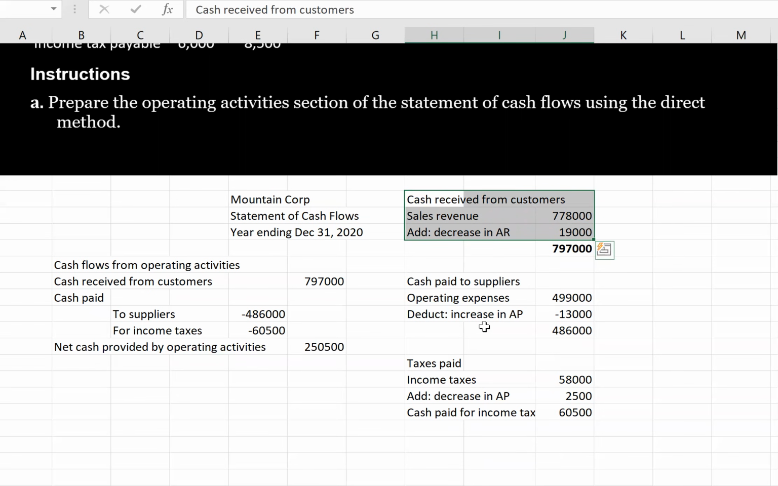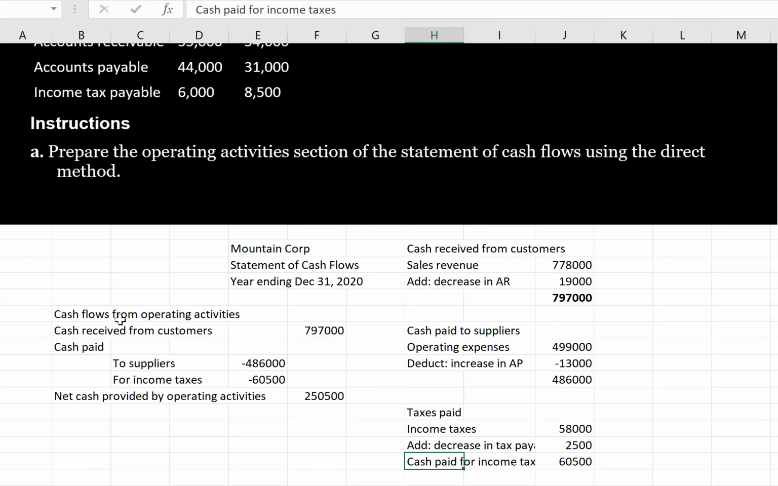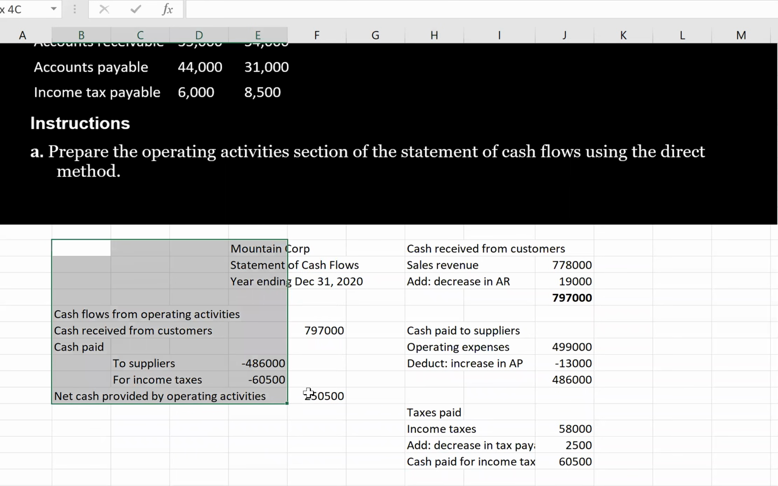We've got cash paid to suppliers, where we've taken operating expenses and adjusted for the increase or decrease in AP, and taxes payable, we've taken income taxes and adjusted for the increase or decrease in income taxes payable. This should actually say income taxes payable. And there you go. That gives us the operating cash flow section of the Mountain Corp statement of cash flows for the year ending December 31st, 2020.